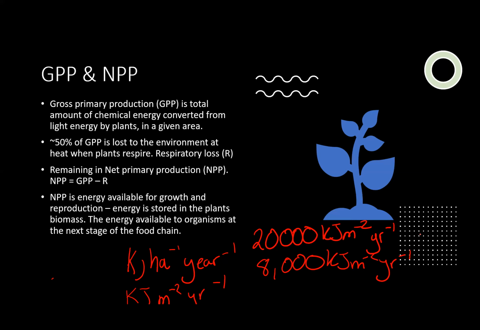So then you're asked to find the net primary production. All you would do in this situation is 20,000 minus 8,000, which would give us 12,000 kilojoules per meter squared per year, and that would be your net primary production, or your net primary productivity. Productivity because we're talking about this rate now, because it's a given amount of energy for a given amount of area for a given time scale.